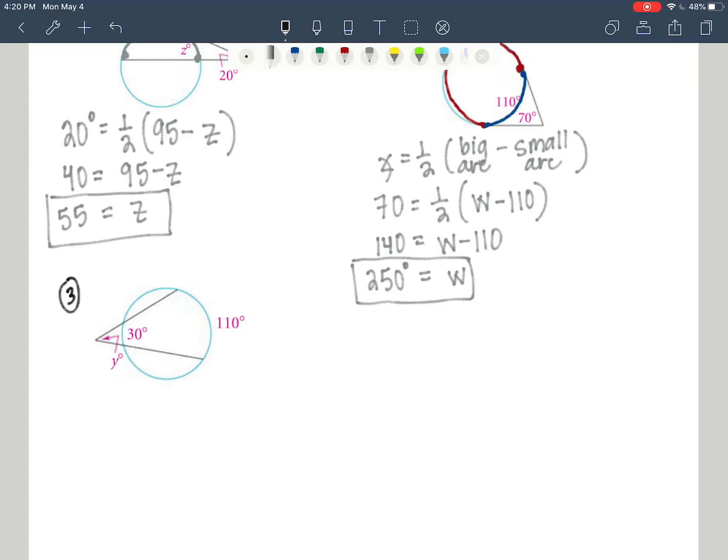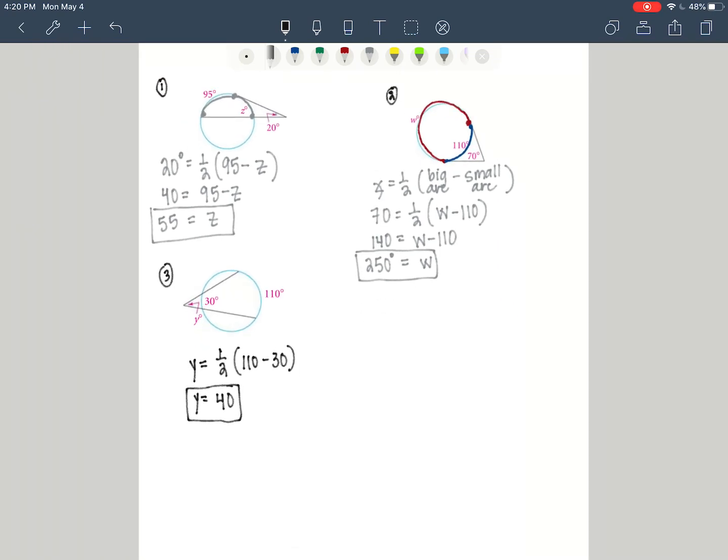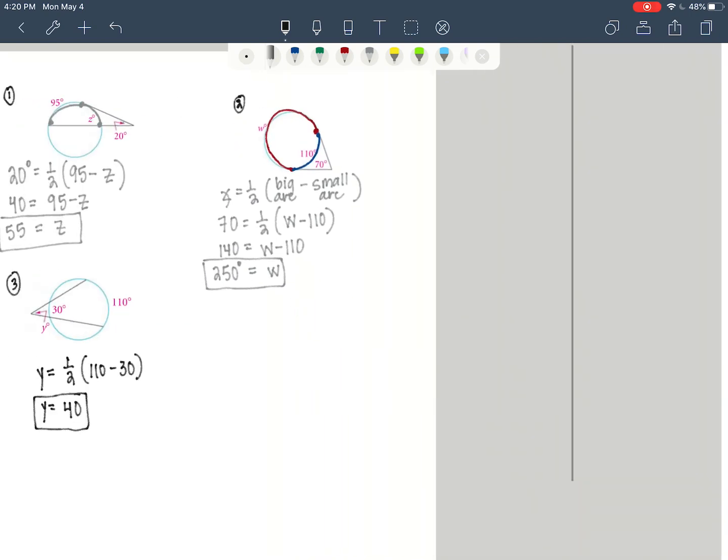If you did not try 1 and 2, please definitely try number 3. We've got y equals 1/2 the big arc minus the little arc. So that's half of 80, which gives us 40. So y is equal to 40. And those are those 3 problems.